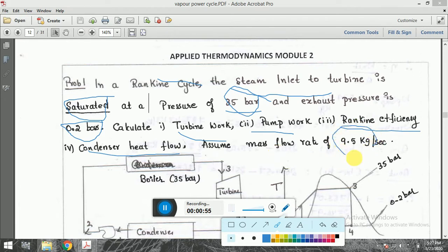We can take a note of P1 is equal to 35 bar, P2 is equal to 0.2 bar. So this is the boiler pressure, this is the condenser pressure. And the mass flow rate m is 9.5 kg per second.